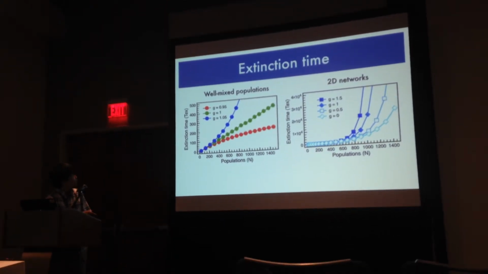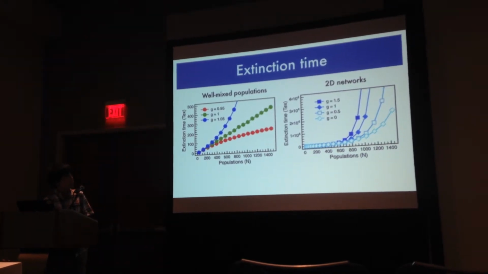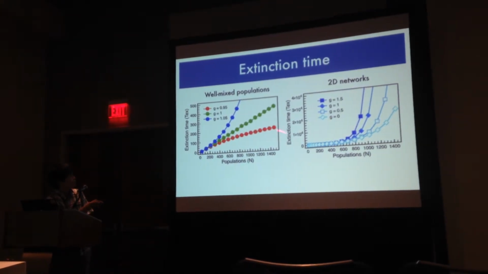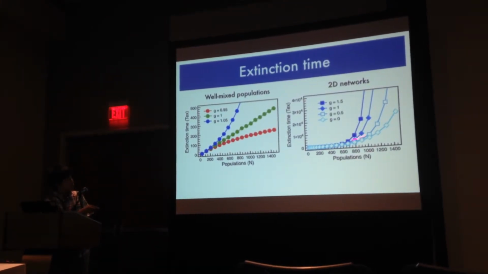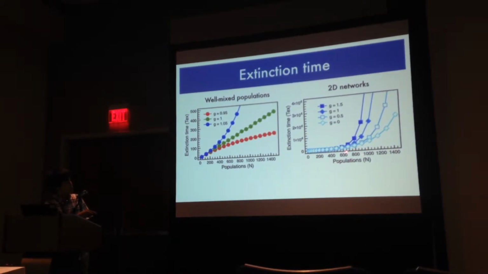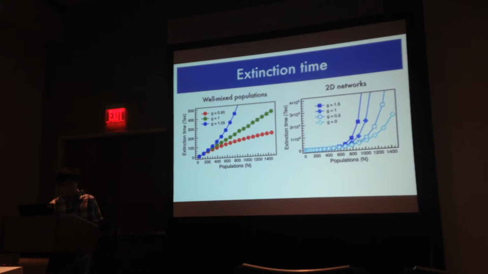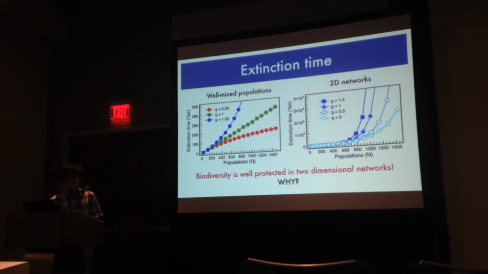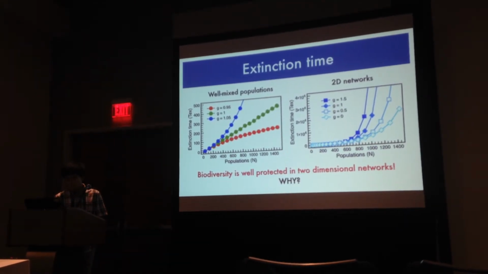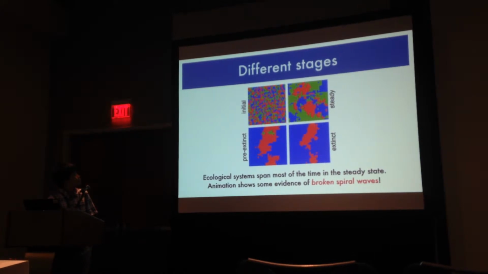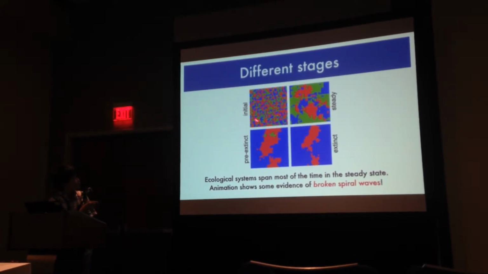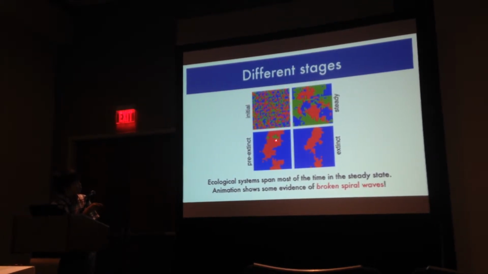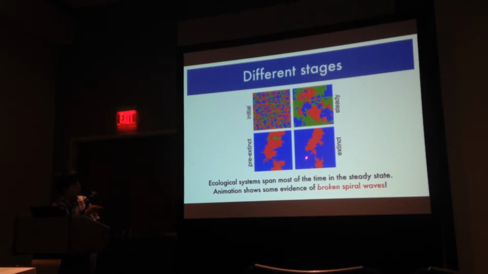As we said, different extinction functions mean different stability. Different from the well-mixed case, in 2-dimensional networks we always have the exponential form, which implies that the ecological system is stable in 2 dimensions. But we would like to know why. From the animation, we know there are 4 stages: the initial, the steady state, the pre-extinction, and finally there are no green ones. This is what we call extinction.